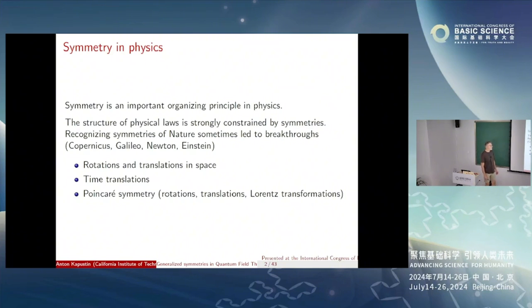You could say that people like Copernicus, Galileo, Newton established invariance under the Galilean group, and then Einstein improved it to Poincare symmetry, and that's an important insight that all the laws of physics are invariant under this symmetry.